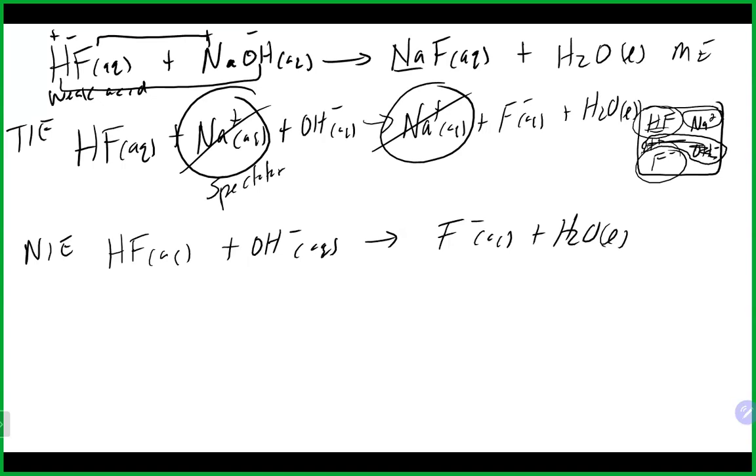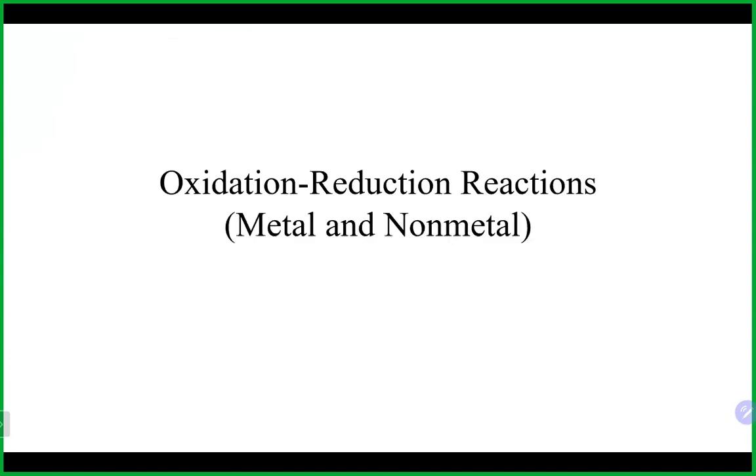So again, double displacement reactions takes care of two of the three reasons why a reaction takes place: formation of a solid, formation of water. So let's talk about what takes care of the third reason a reaction takes place. And these are what are commonly referred to as redox reactions. And redox reactions involve a transfer of electrons. So that's basically what redox means. Redox means oxidation and reduction is basically what it means.